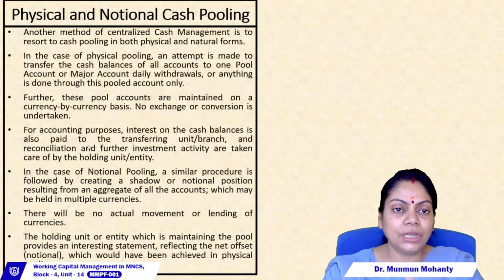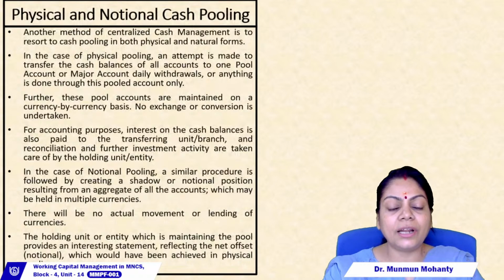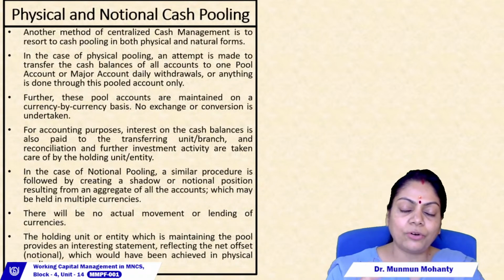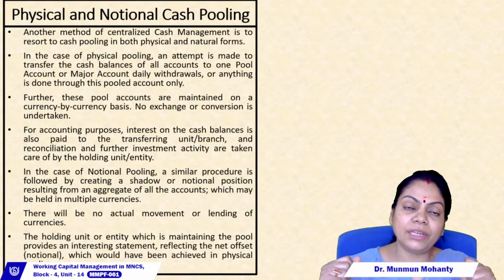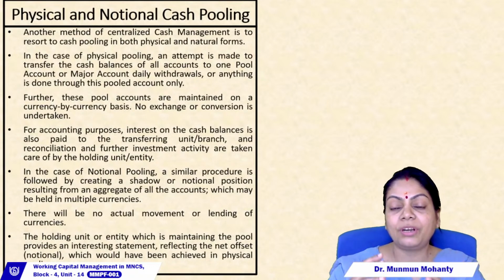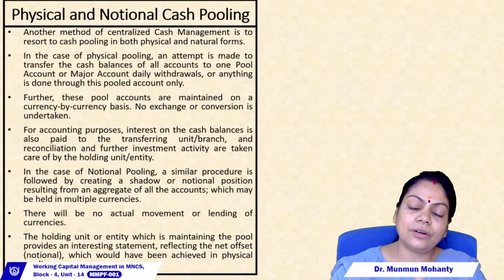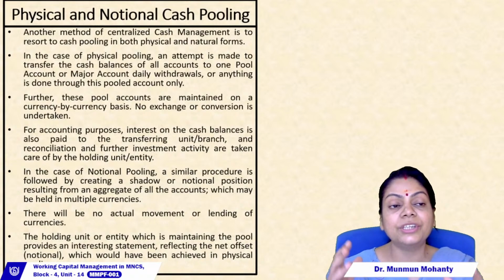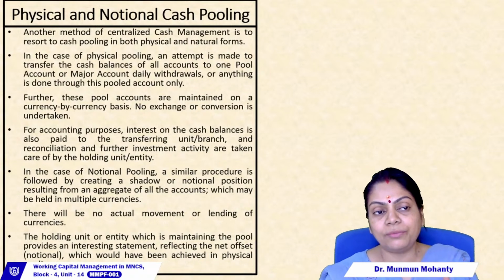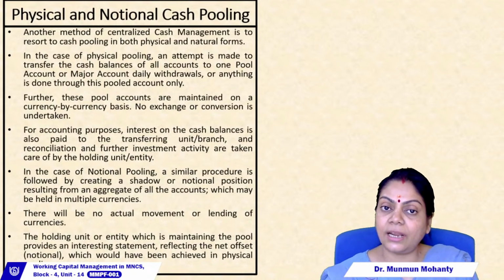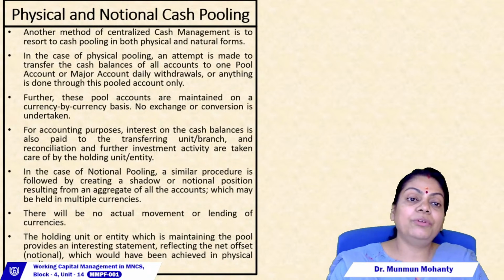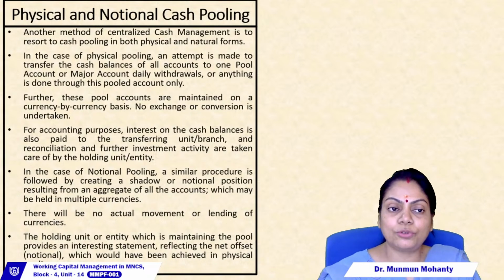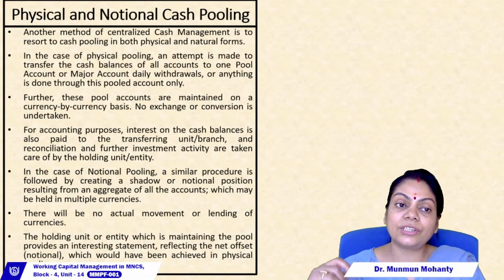Now, when we talk about the physical and notional cash pooling, it is because, as I told you in the beginning when we were talking about the management of the cash outflows, we're trying to delay the process as much as possible within the legal range, and without hampering our creditworthiness. So we are talking about a strategy where we'll centralize all the cash. Now, when you centralize your cash management, you basically resort to nothing but pooling of all the resources. Here, in our case, the cash is the resource.